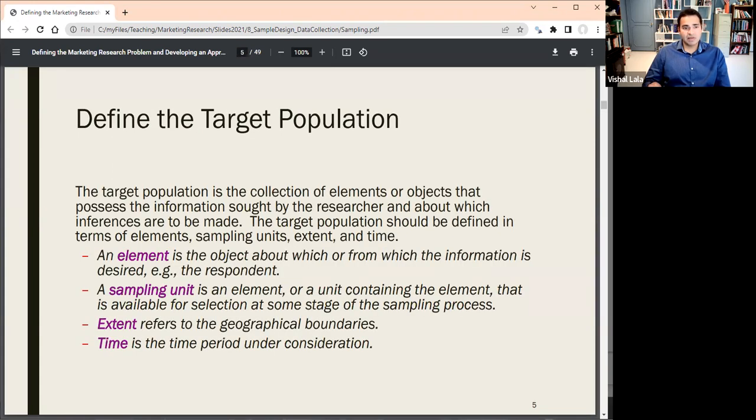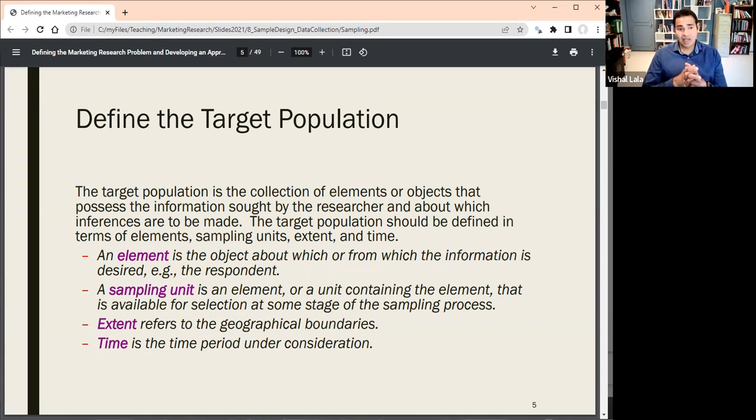The first step is defining the target population. This is typically informed by the problem. The problem defines or helps inform the choice of the target population. The target population is what you want to draw inferences about. That's what you really are interested in, or is the area of interest for the researcher.